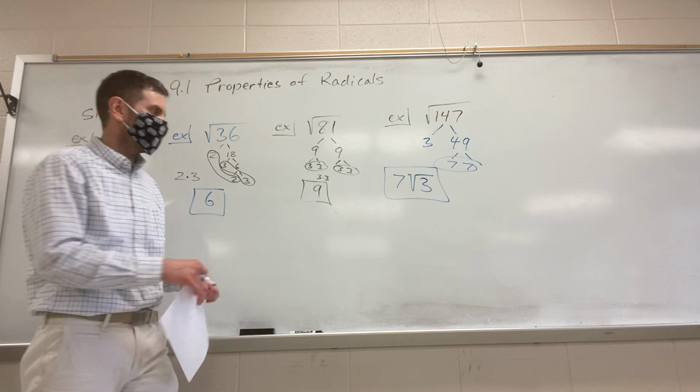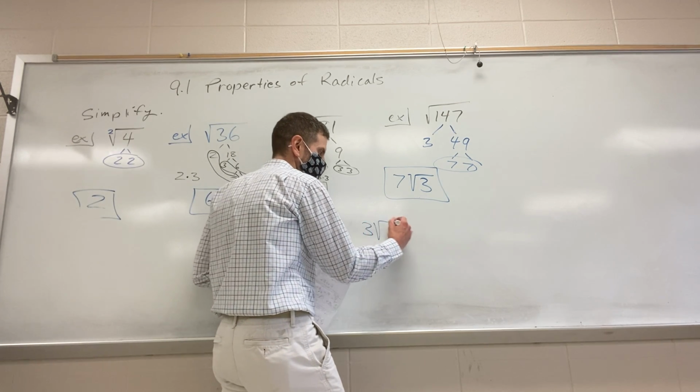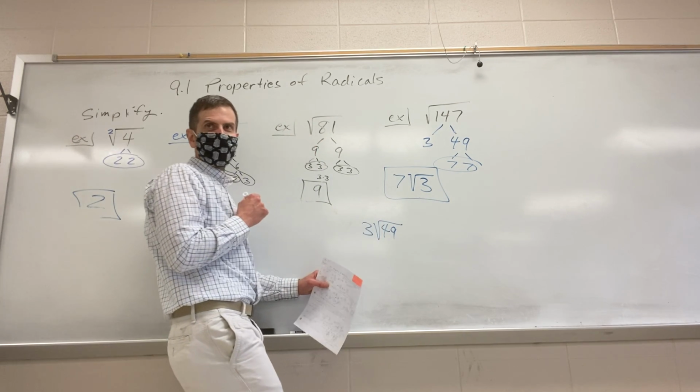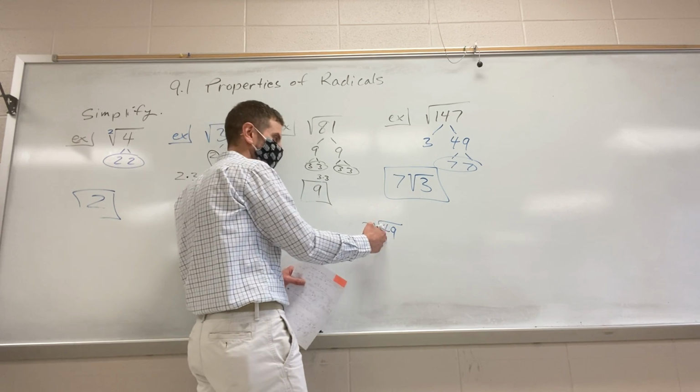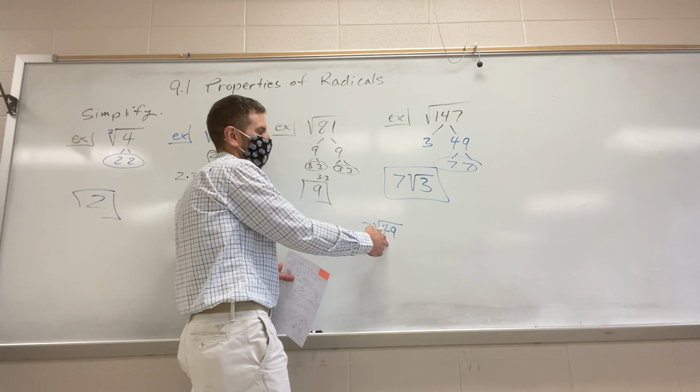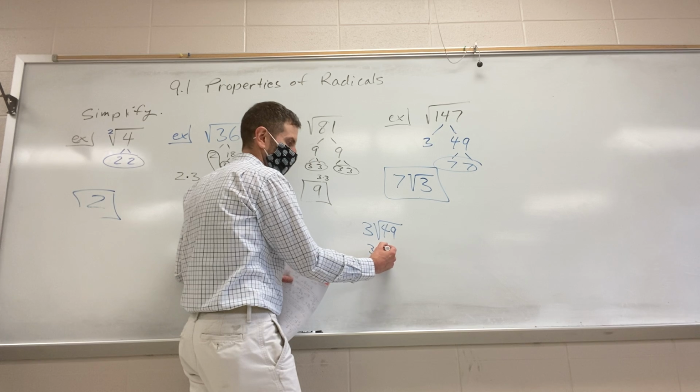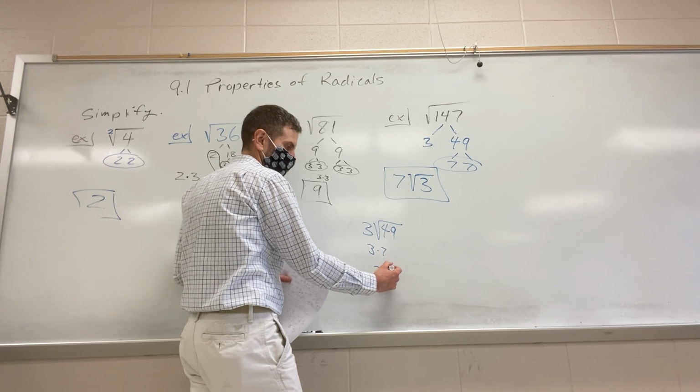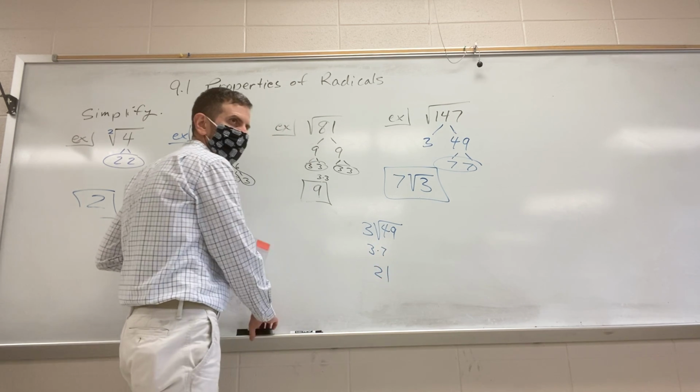Yeah, so if somebody said, hey, I'm done, you would know better, wouldn't you? You'd be like, no, you're not done, because what's the square root of 49? 7, and it'd actually be 3 times 7, or 21.